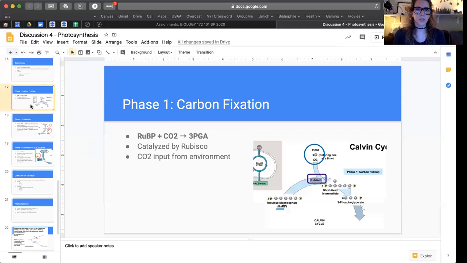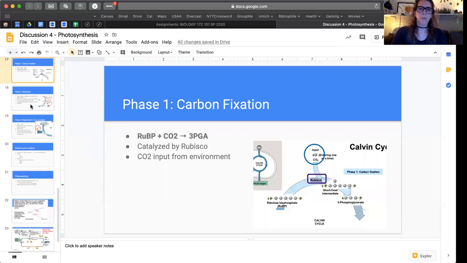So in the first phase, which is carbon fixation, RuBP, which is our starting molecule, interacts with the CO2 that's being input from the environment. So CO2 is one of our inputs. And it's a reaction that's catalyzed by Rubisco to form 3-PGA, which is 3-phosphoglycerate. And so we can see this here. You have the CO2 being input, Rubisco is the enzyme, and then you're being fixed into this 3-phosphoglycerate form.